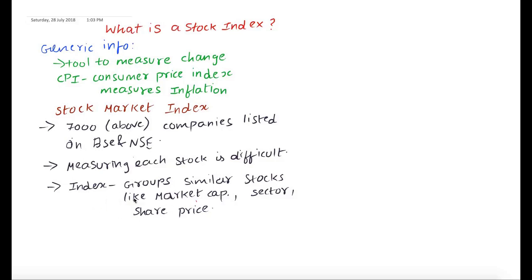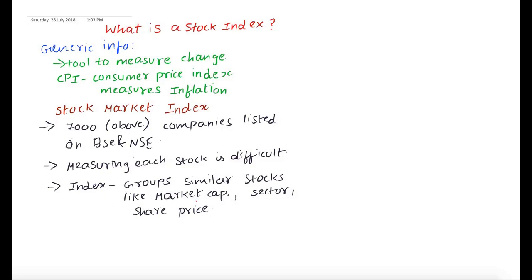By following this procedure, they find the index of a particular sector or a particular market capital range. The result is that for NSE there are many indices like NSE 100, NSE 50, and for bank sectors there is a bank sector index, like that.